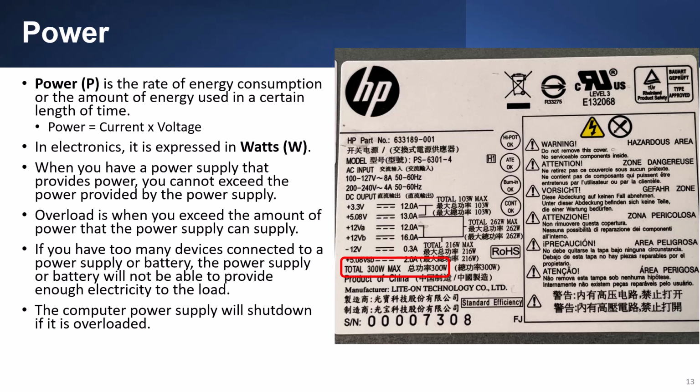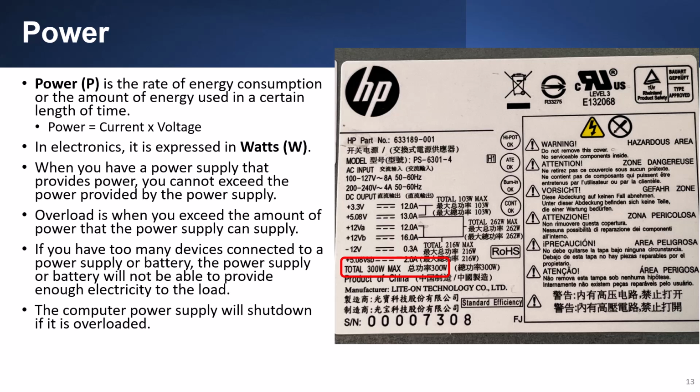Power is the rate of energy consumption or the amount of energy used in a certain length of time. In electronics, it is expressed in watts. When you have a power supply that provides power, you cannot exceed the power provided by the power supply. An overload is if you have too many devices connected to a power supply or battery. The power supply or battery will not be able to provide enough electricity to the load. The computer power supply will shut down if it is overloaded.